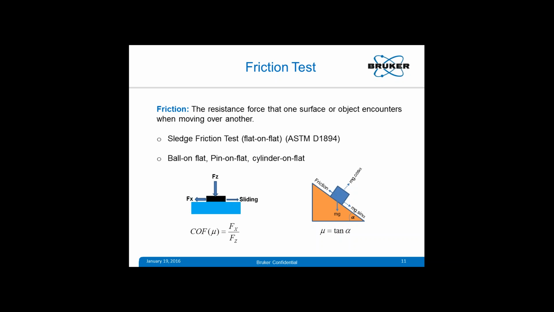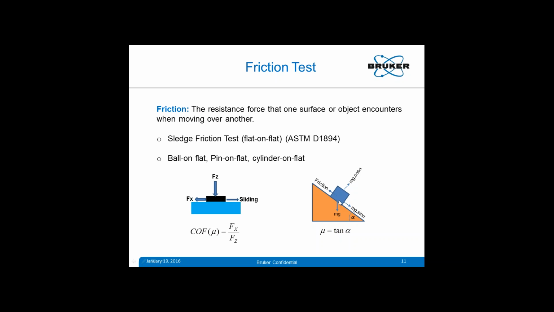The ratio of the friction force, which is Fx in this case, to the normal force or vertical force, which is Fz, is actually the friction coefficient, or coefficient of friction. We call it COF. It is usually denoted by mu.